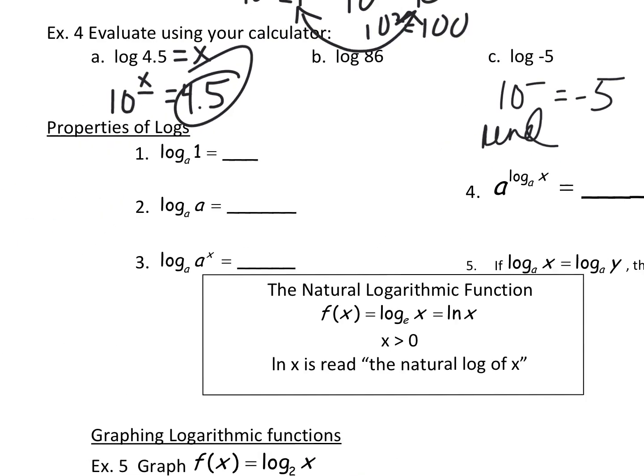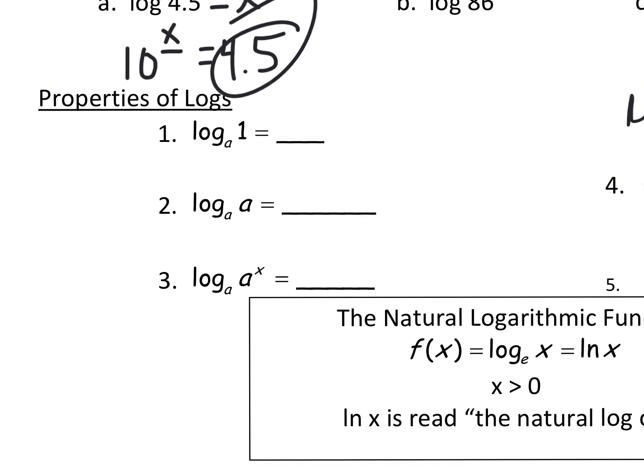All right, let's look at some properties here. A in general. A to what exponent will give us 1? We know that we take something to the 0 power to get 1. A to what exponent would give us a? That would be 1. A to the first gives us a.